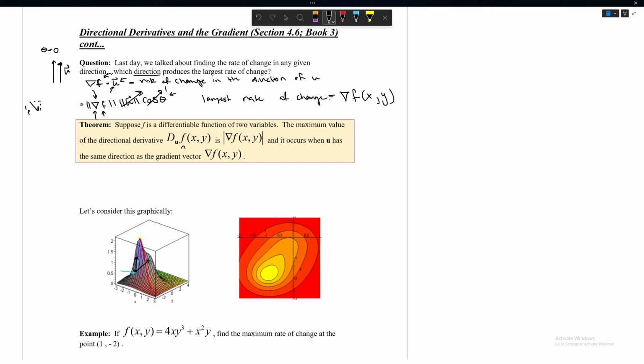So what do you do? First you derive with respect to x, then you derive with respect to y, then you sub in your points, and that is your max rate of change.